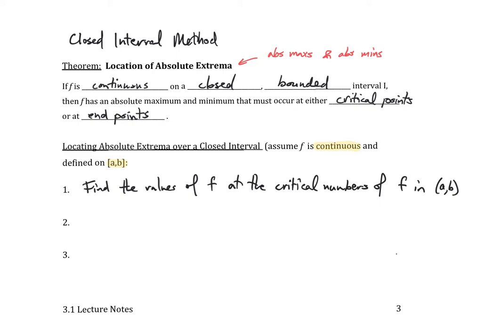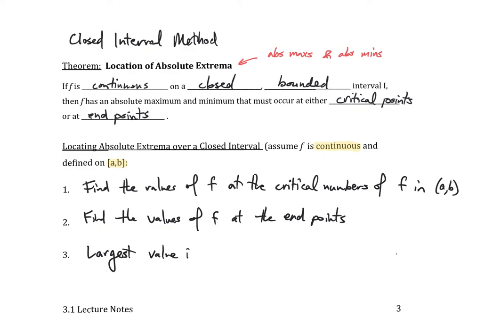The second thing you want to do is find the values of f at the endpoints. Now I have a bunch of values, at least two, possibly three or more, depending on how many critical numbers I have. Then the largest value is the absolute maximum, and the smallest value, these are y values, so the smallest y value is the absolute minimum.